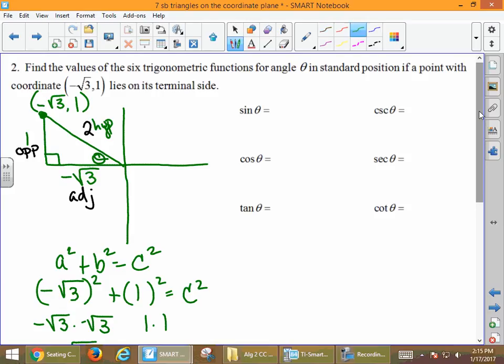Now we have a little bit more working knowledge to fill in our sine, cosine, tangent, along with our cosecant, secant, and cotangent. Sine is the opposite divided by the hypotenuse. Try to fill it in correctly this time.